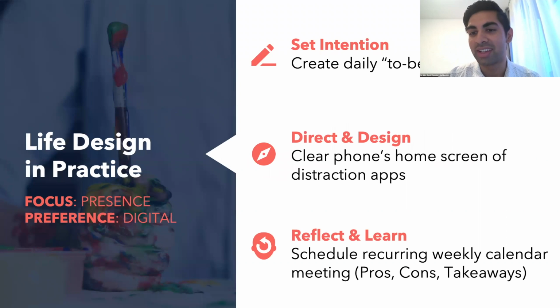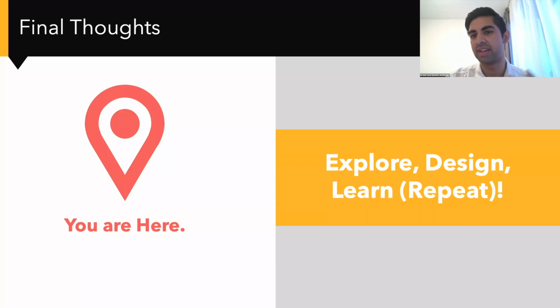So what could this look like in practice? To set intention, creating a daily to-be list, right? Today I want to be mindful, present, confident. For directing and designing, the choice architecture of even our phone and our screen: is our thumb closest to Instagram and apps we may not want to be on as much, or closer to note-taking apps, things like this. And then reflecting and learning: scheduling a calendar invite for yourself each week.